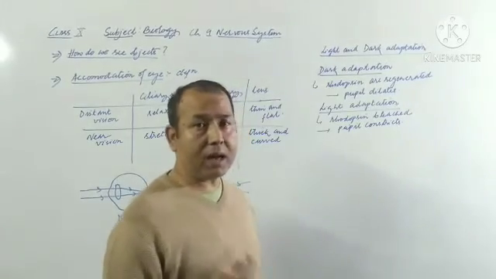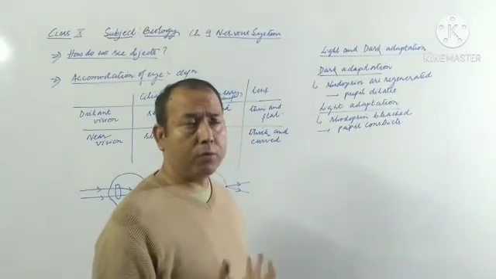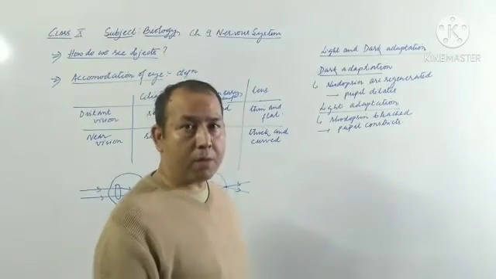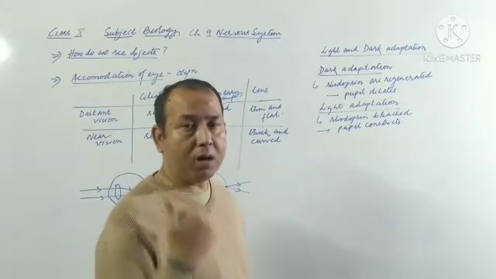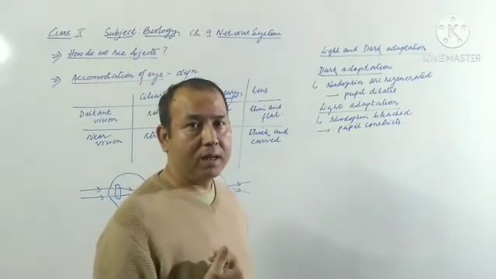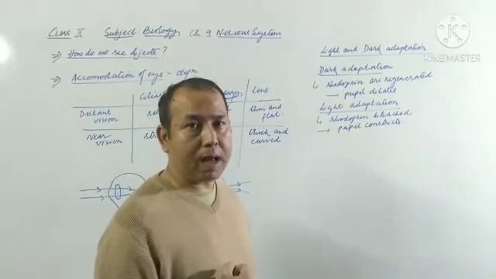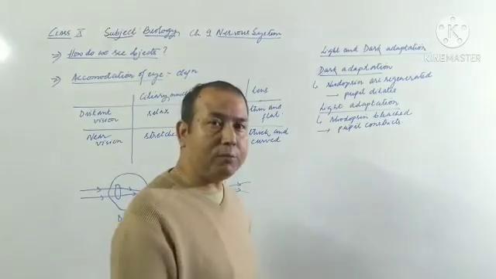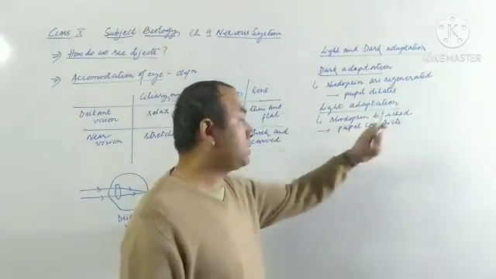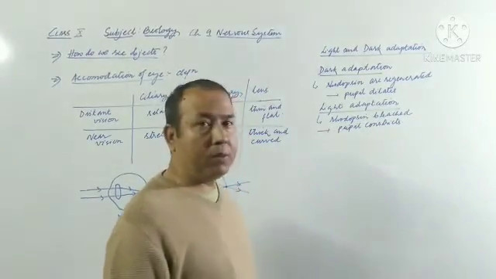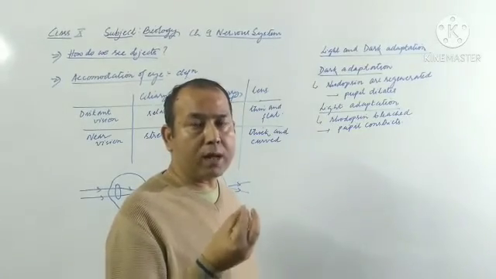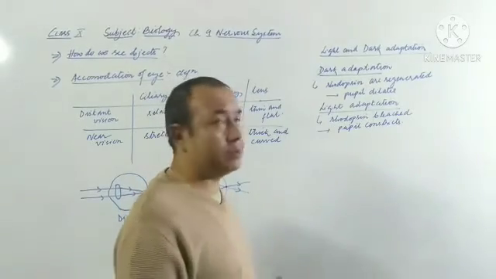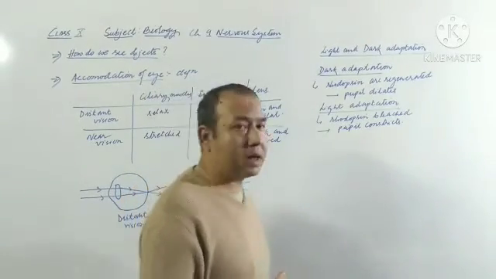Light adaptation is the adaptation of the eye to view objects in bright light. When you come out of the cinema hall into bright light, in the beginning you won't be able to see for some time. During this time, the rhodopsin that has been generated is all bleached out, and the pupil becomes smaller so that less light enters the eye. These changes take place during light and dark adaptation.